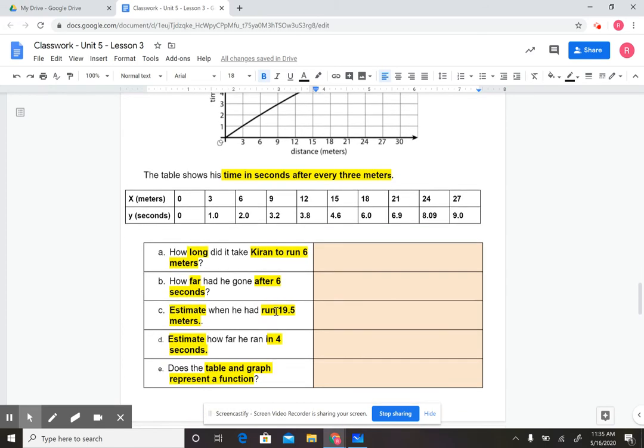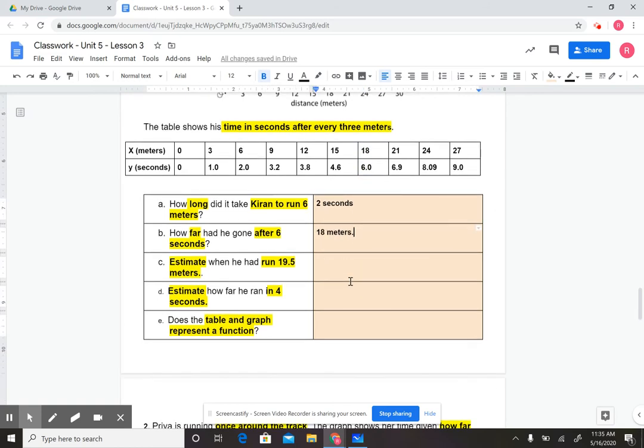So how long did it take Karen to run 6 meters? Well, it'd be 2 seconds. See right here, 6 meters, 2 seconds. How far has he gone after 6 seconds? So look for 6 seconds, which is the y, and it's going to be 18. So 18 meters. Estimate when he had run 19.5 meters, so look for 19.5 on the x, because that's the meters. So you can see there is no value for that, so it'll be between 18 and 21. So that's between 6 and 6.9. Let's say 6.5 seconds, because estimates.